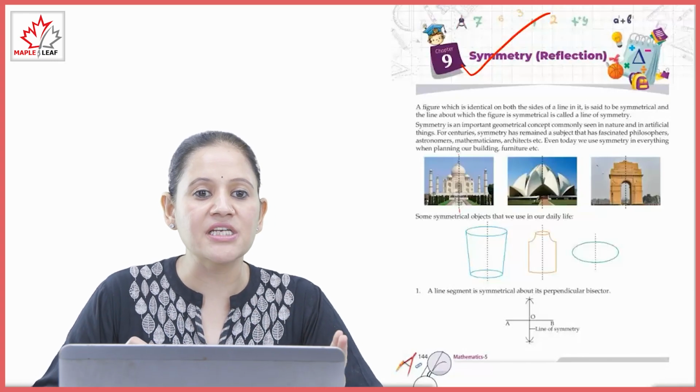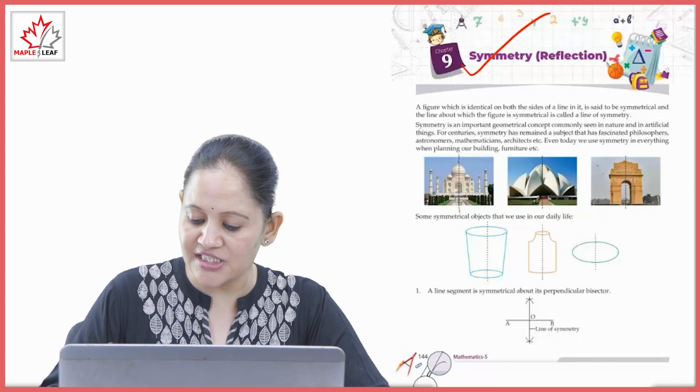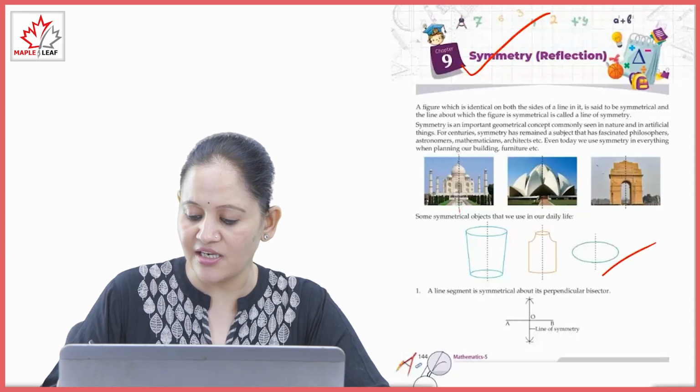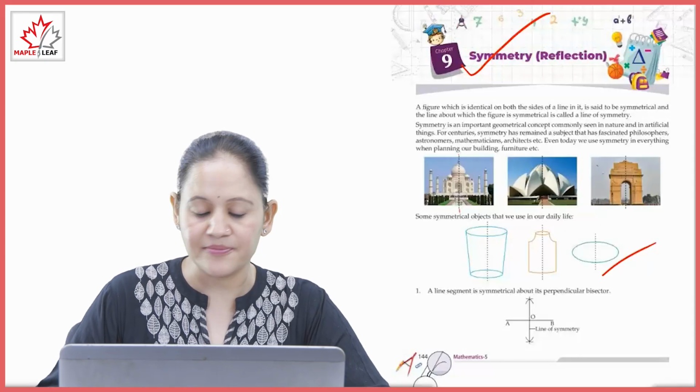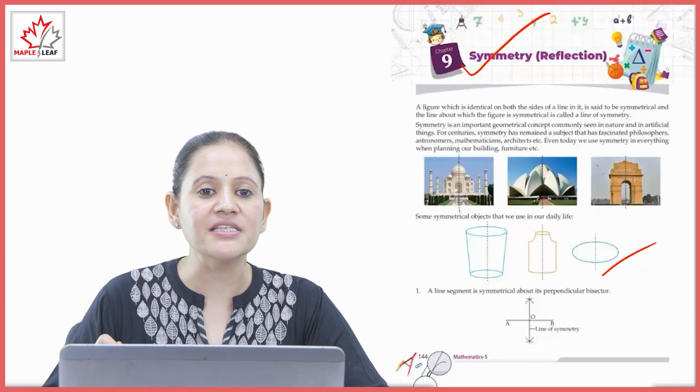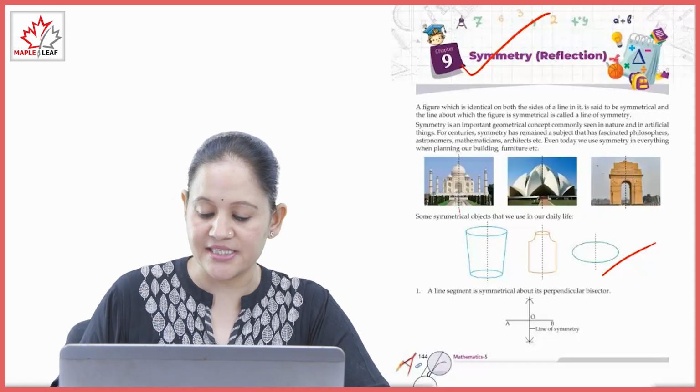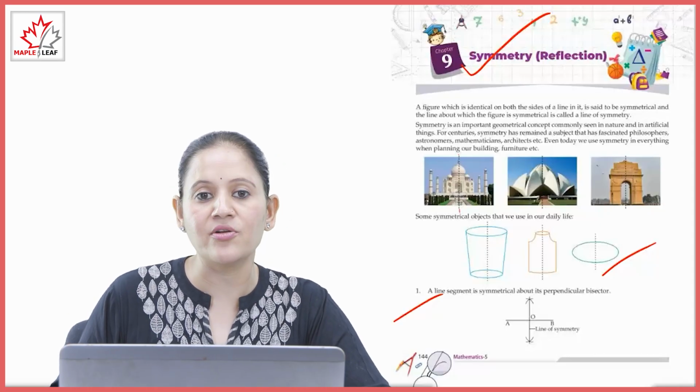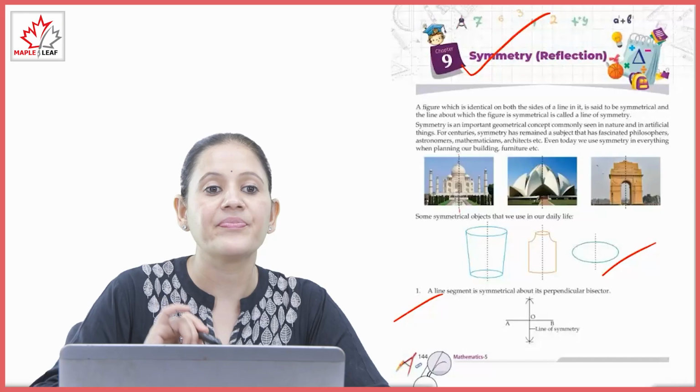Some symmetrical objects that we use in our daily life, here you can see these objects are symmetrical along this line. The line segment is symmetrical about its perpendicular bisector. A line segment is symmetrical around its perpendicular bisector.